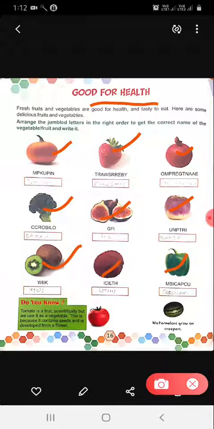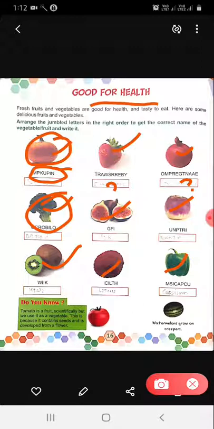You have to first identify the picture of this fruit or vegetable, and with the help of these jumbled letters, you have to write the correct spelling of that fruit in the given boxes, for all the fruits. One of them I will solve, and the rest of them you have to solve on your own.